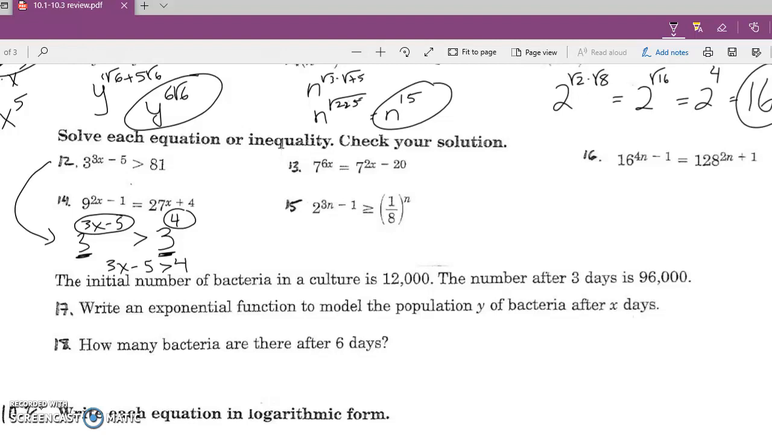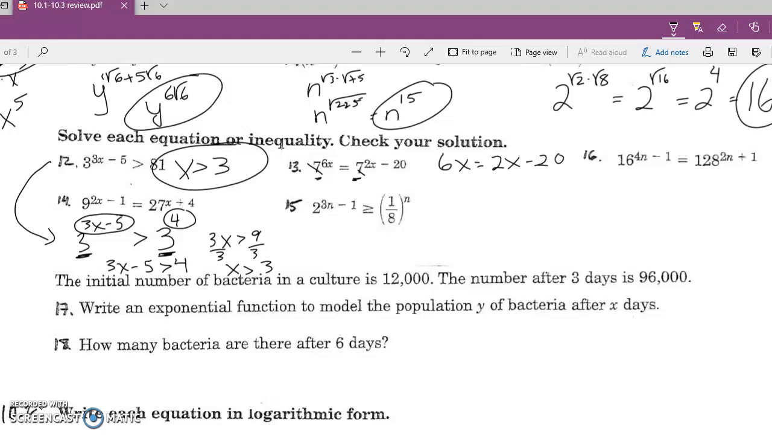And then you can solve that. So you add 5 to both sides. So 3x is greater than 9, and then you divide by 3, and you would get x is greater than 3. So x would be greater than 3 is the solution to that one. Okay? Let's go to 13. 13, we already have the same base on both sides, so this is actually a real easy one. All we do is we just cancel out the bases and set the exponents equal at this point. Once your bases are the same, you can just set your exponents equal.